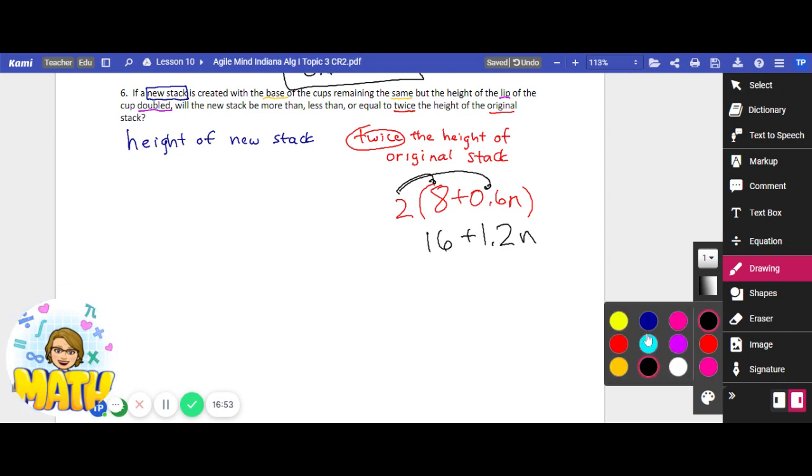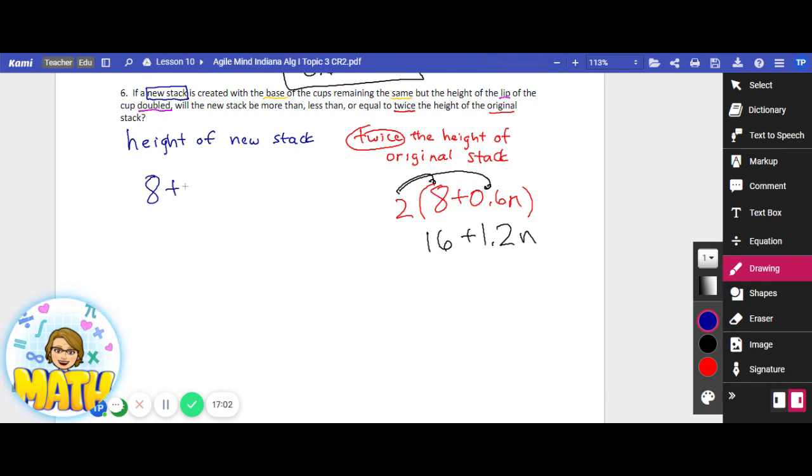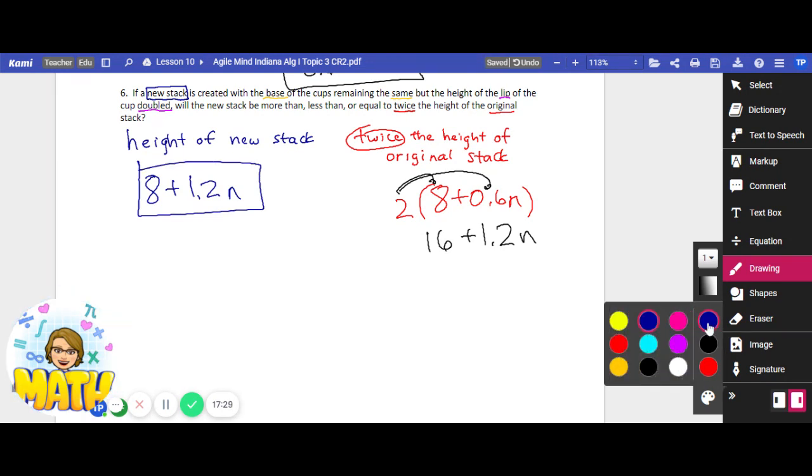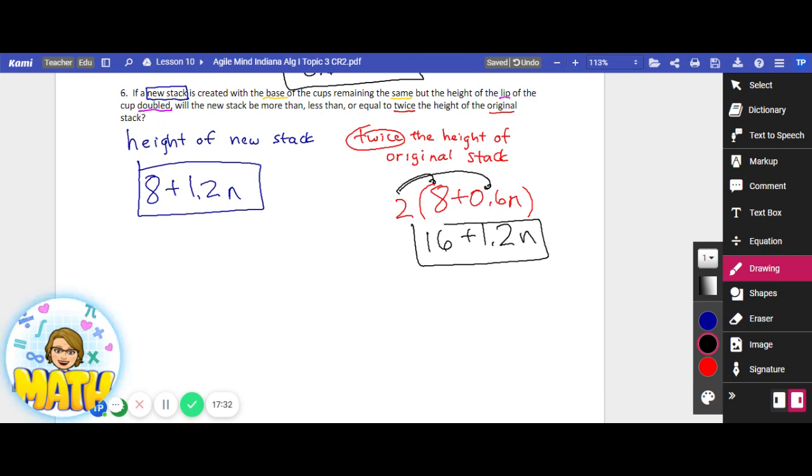So now let's go back and take a look at the height of the new stack. Well, the new stack still has the same base of 8 centimeters. But the thing that's different is now the lip is doubled, which means instead of it only being 6/10 of a centimeter, we have to double that. Double 6/10, or twice 6/10, is 1 2/10. And that would still be multiplied by however many cups we have. So the question is: is this expression, 8 plus 1 2/10 n, less than the other expression, 16 plus 1 2/10 n? Is it equal to it or is it greater than it?